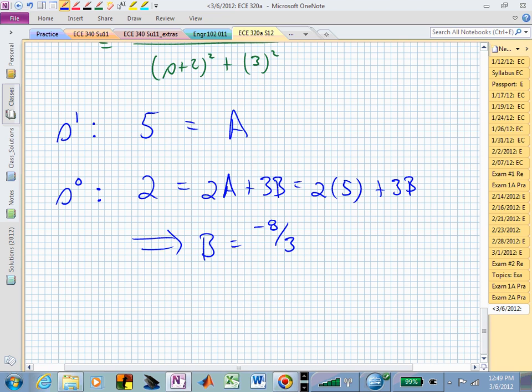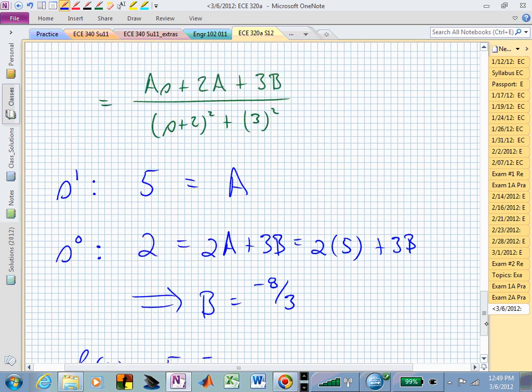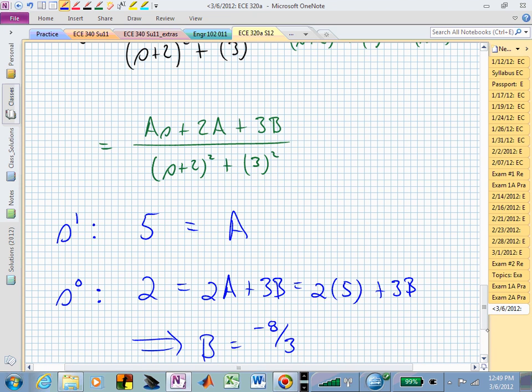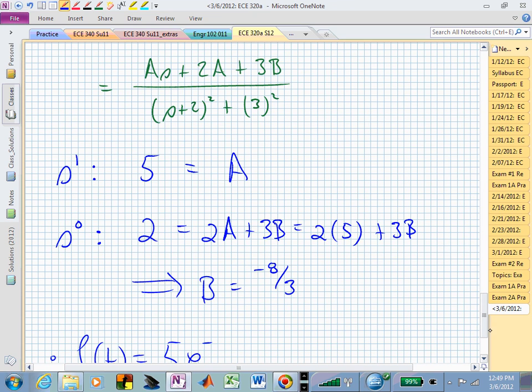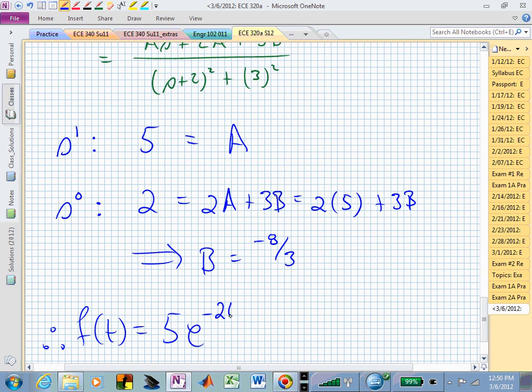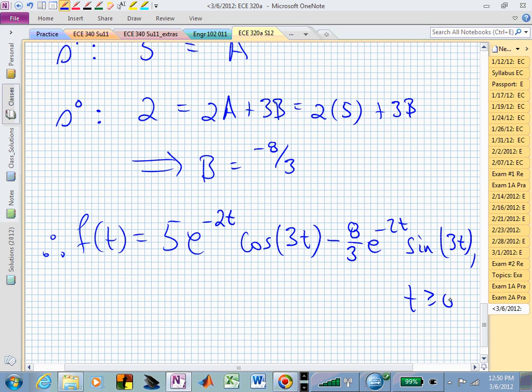Which allows me now to conclude that f of t in the time domain is this 5 e to the minus, what is it? I simply go back and find where my poles were located, minus 2 plus and minus j3. The real part in the left half plane gives me the exponential decay piece, and that's now the minus 2. And the 3 gives me the damped frequency, omega sub d. And then I have the sine piece, and again, that's valid for non-negative time. Question?